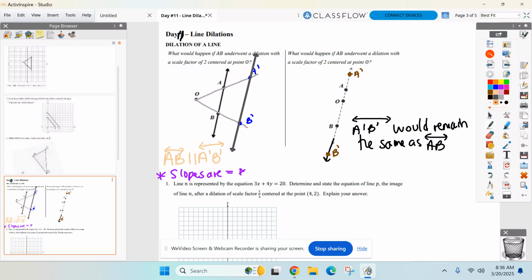So see both cases right now. Center off the line, they remain parallel. Center's on the line, doesn't move. Same line. The center's already on there. And those are the two cases.